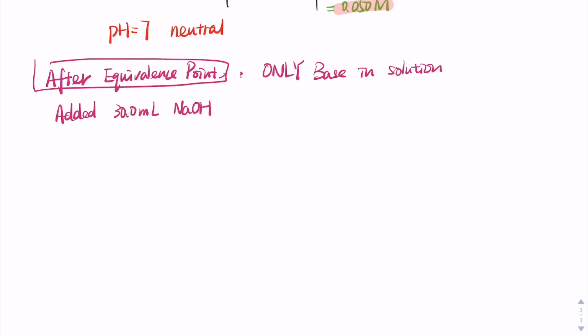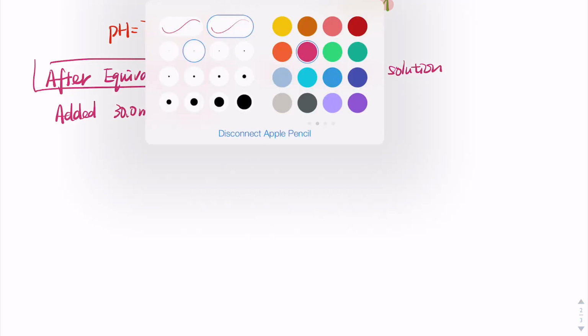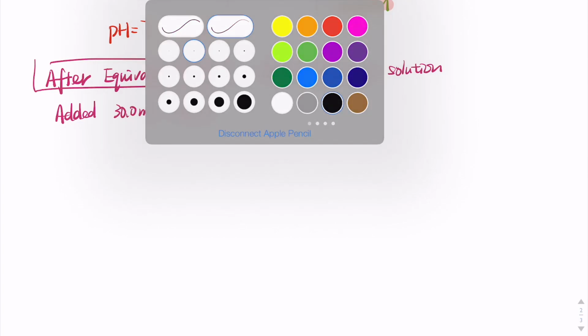Yes, you do the, I'm sorry, it's not the ICE table, it's the moles table. Figure out how much of the base is left, and then you can calculate concentration, and then you can calculate the pH. Okay, so let's do that. So you already know what to do, right?